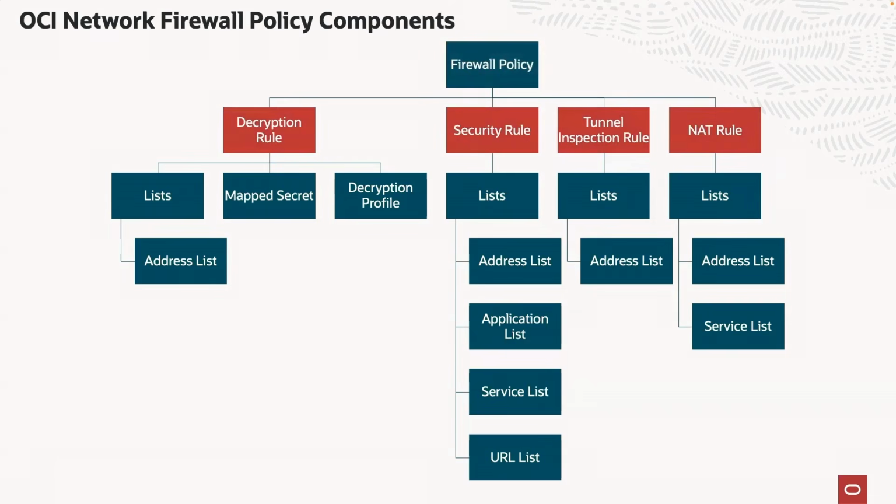Network firewall policies are built with policy rules. There are 4 types of policy rules, and they are enforced in this order: decryption rules, security rules, tunnel inspection rules, and NAT rules. Each firewall policy rule is built with different policy rule components. These include lists, mapped secrets, and decryption profiles. Each rule type supports some, but not all, of these components.